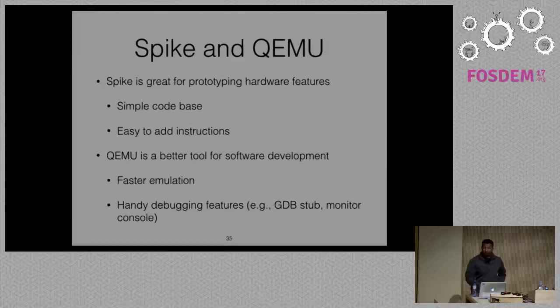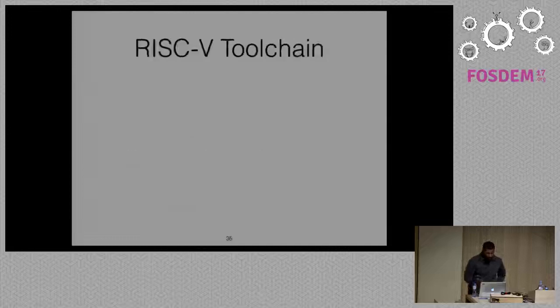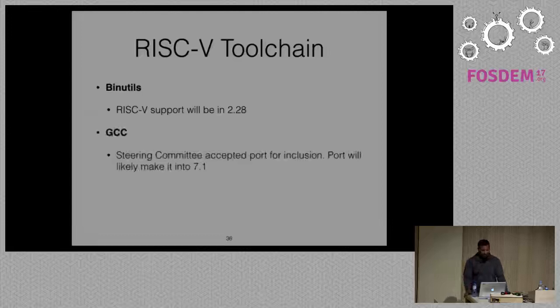With respect to the RISC-V toolchain, there's been a lot of progress. I'm excited to report that RISC-V support will be in binutils 2.28, and the GCC steering committee has accepted the RISC-V port for inclusion. So the port will likely make it into GCC 7.1. This is due to a lot of hard work by Andrew Waterman and Palmer Dabbelt, and thanks to all the GCC maintainers and reviewers for reviewing patches and making this happen.